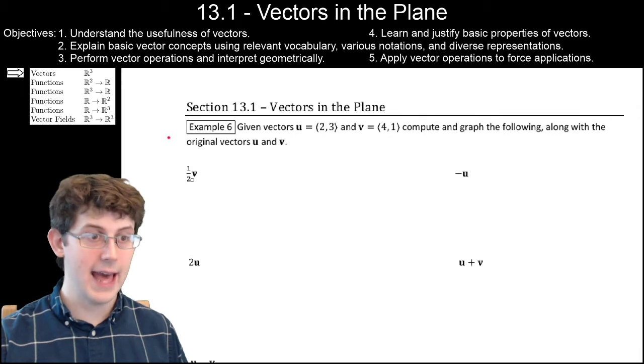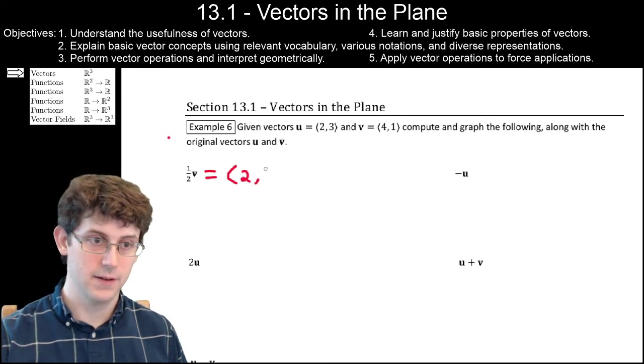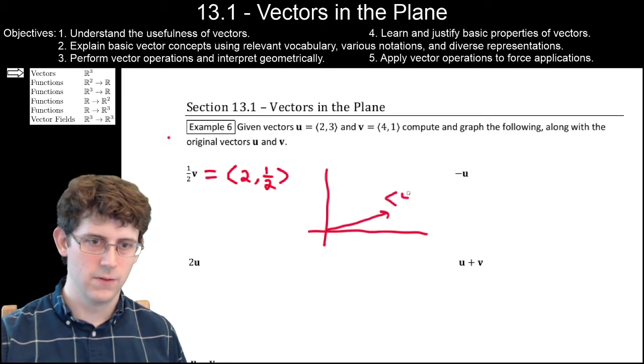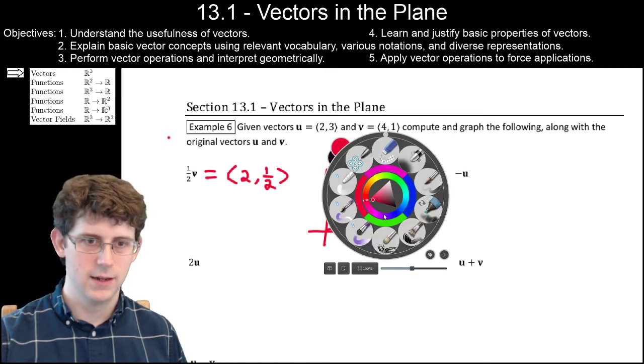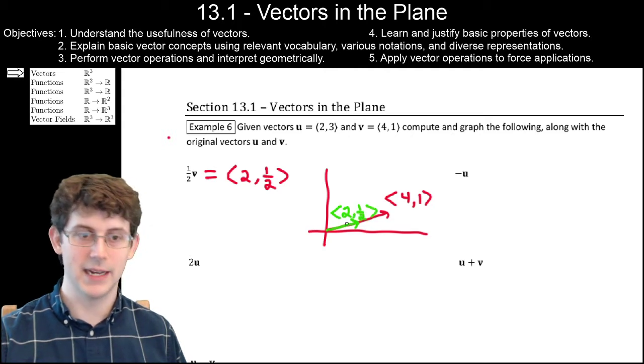Half v is scaling the vector v down by a half. So for half v, you go into the components and multiply them both by a half. It was 4, 1. Now it's 2, 1/2. So what does that look like? Here's 4, 1. And then 2, 1/2 is the same direction, but the magnitude is cut in half because it's been multiplied by a scalar.